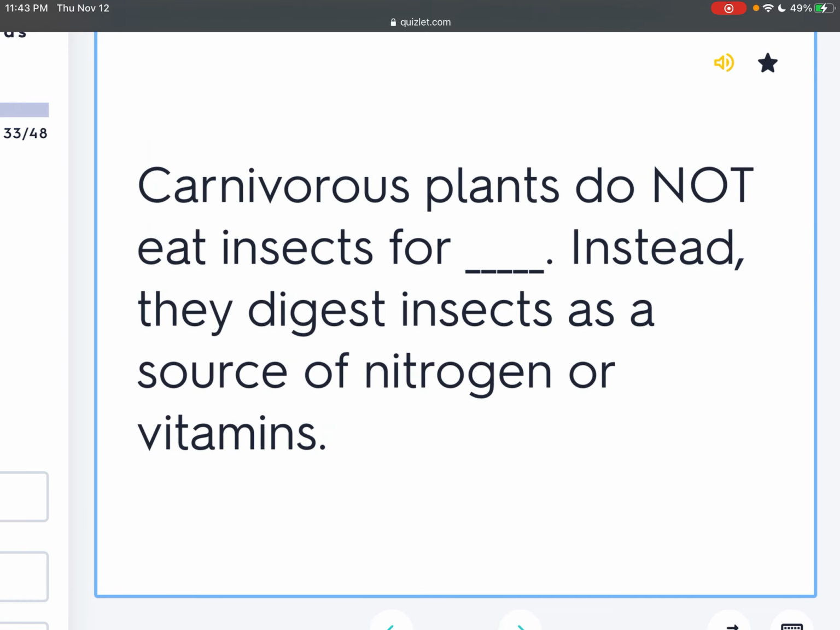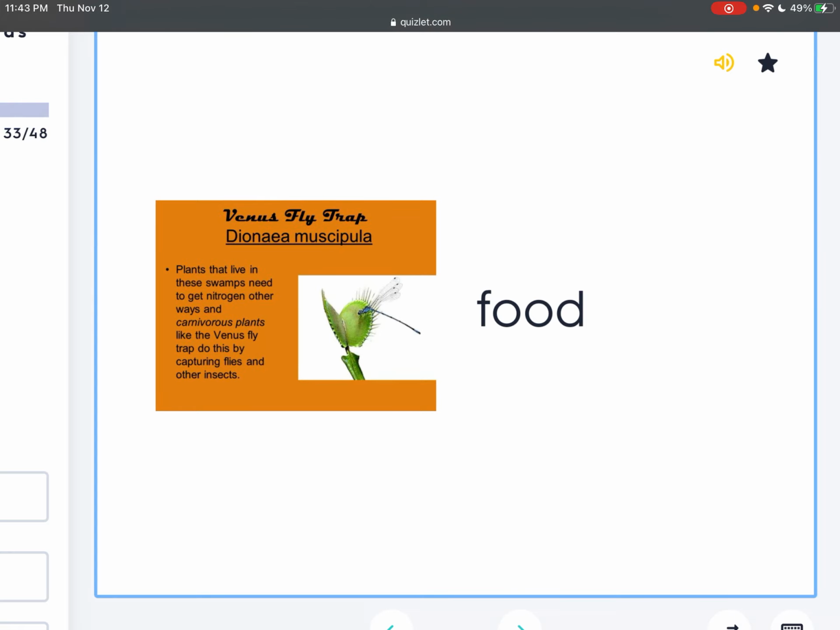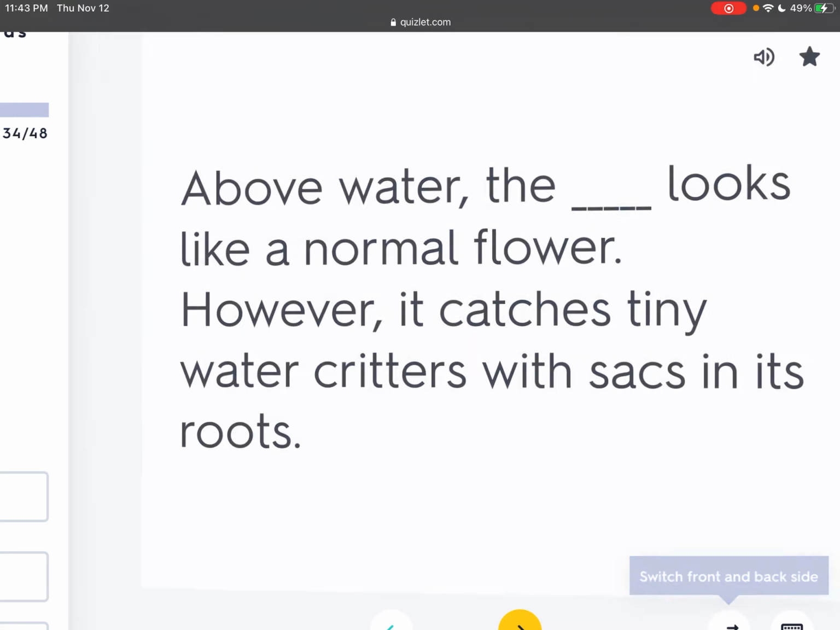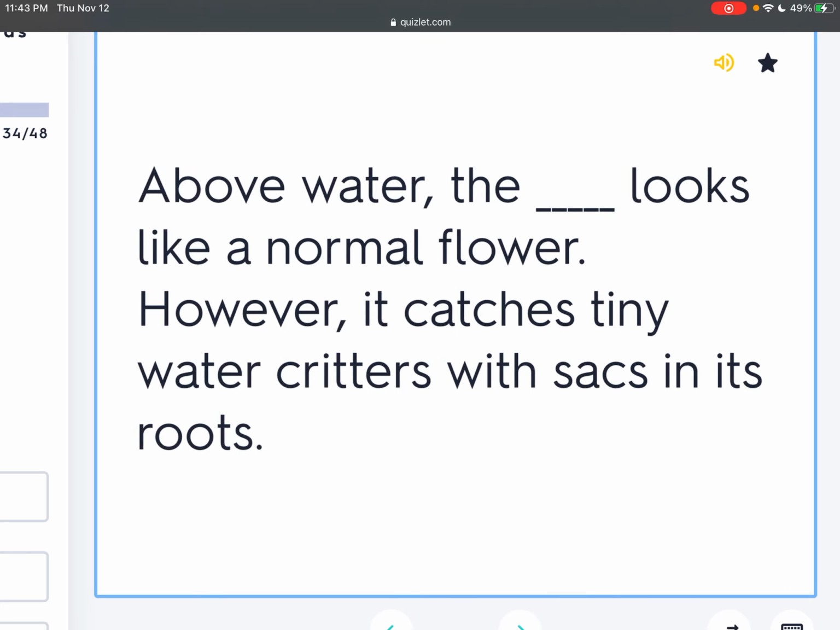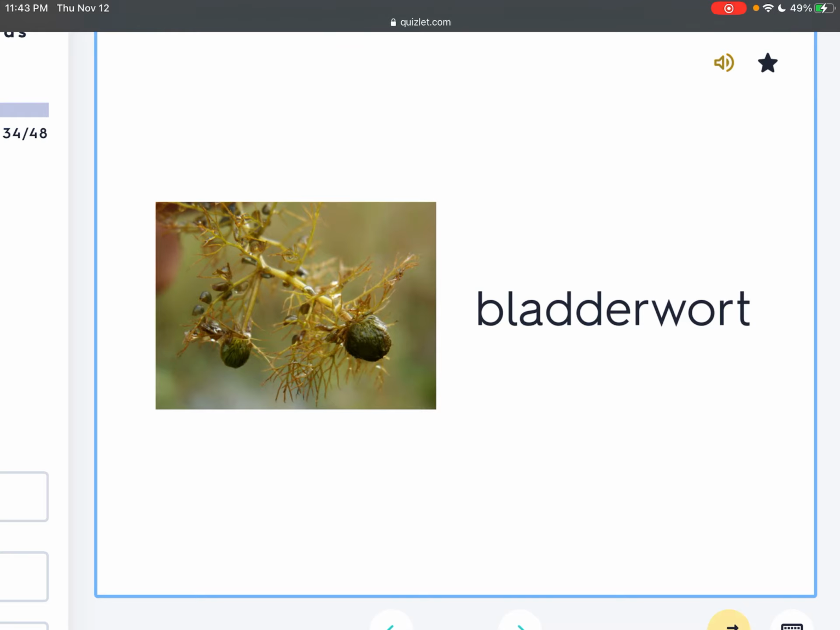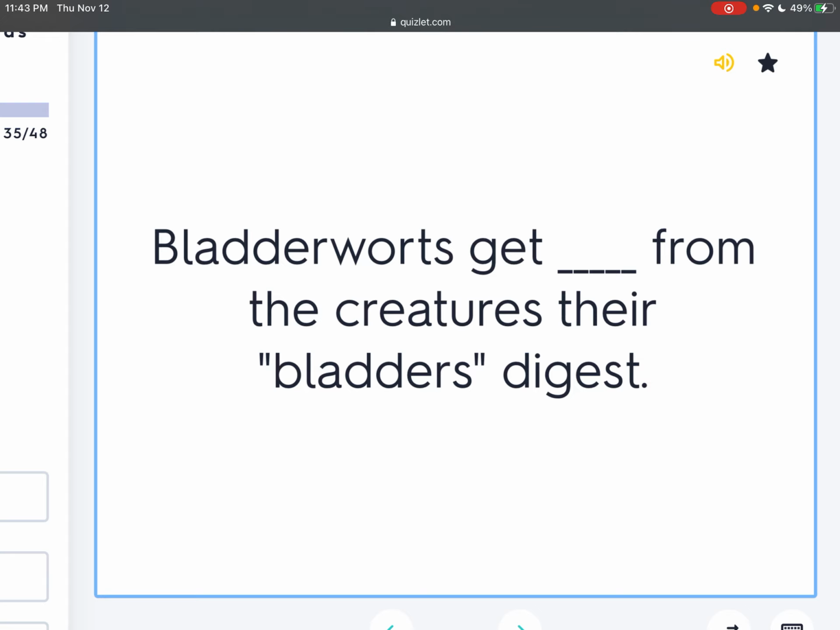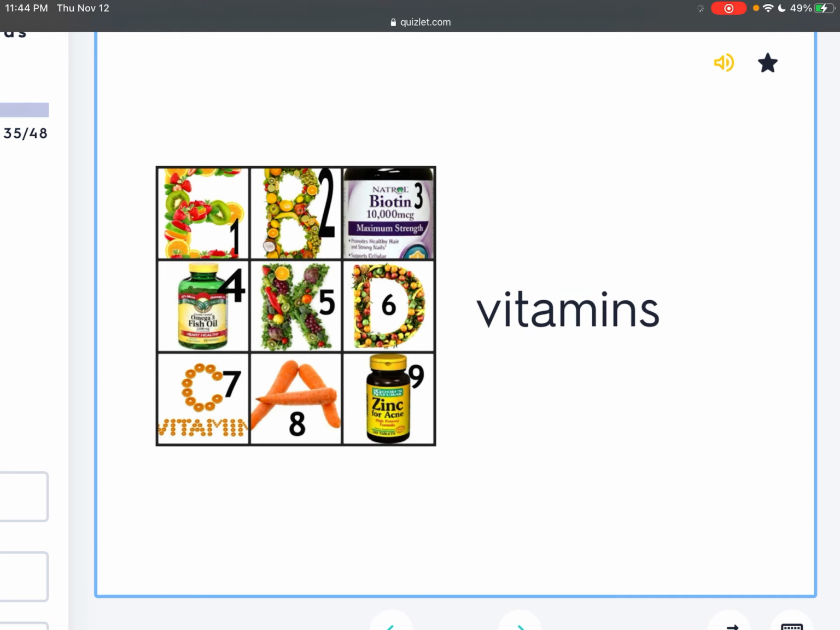Carnivorous plants do not eat insects for blank. Instead, they digest insects as a source of nitrogen or vitamins. Food. Above water, the blank looks like a normal flower. However, it catches tiny water critters with sacs in its roots. Bladderwort. Bladderworts get blank from the creatures their bladders digest. Vitamins.